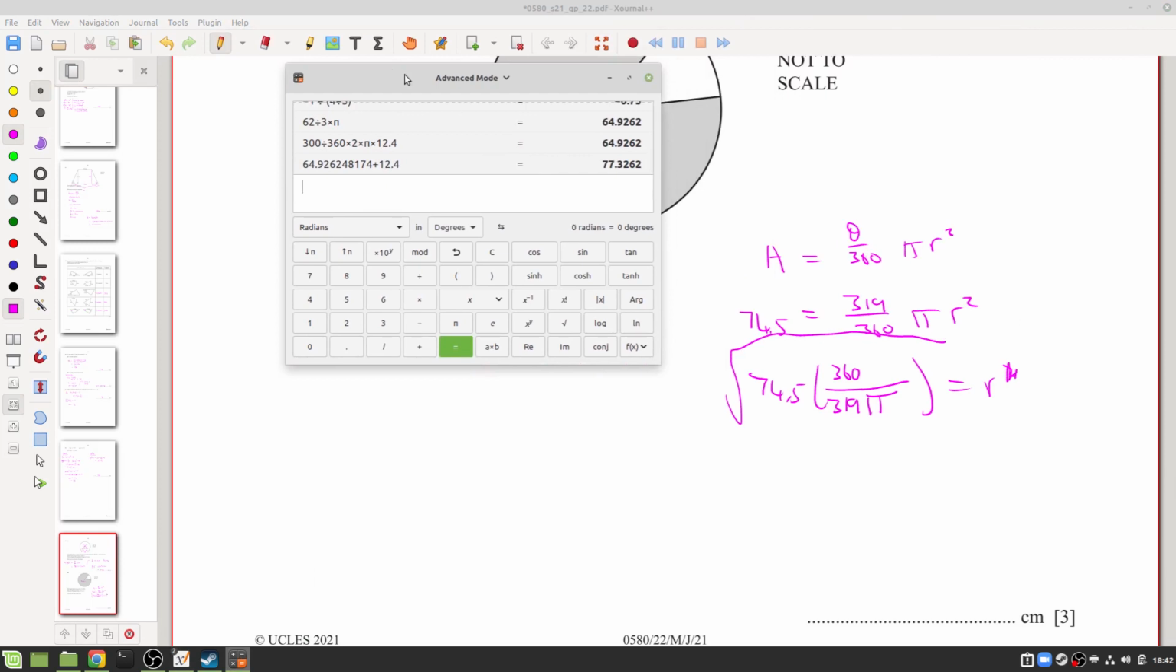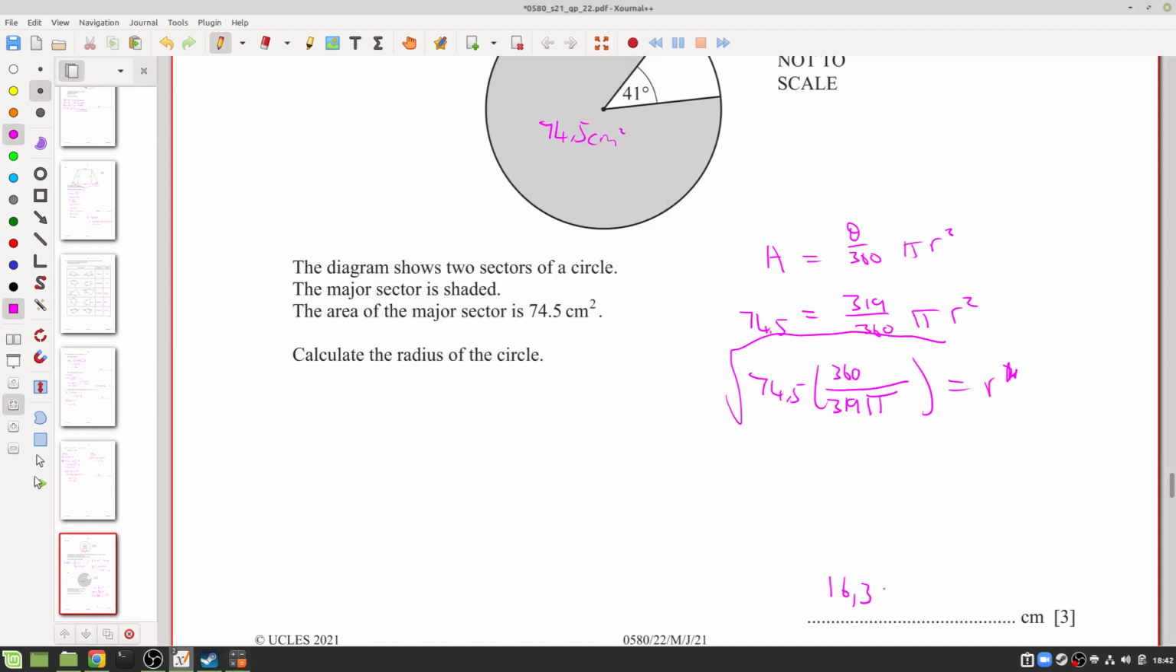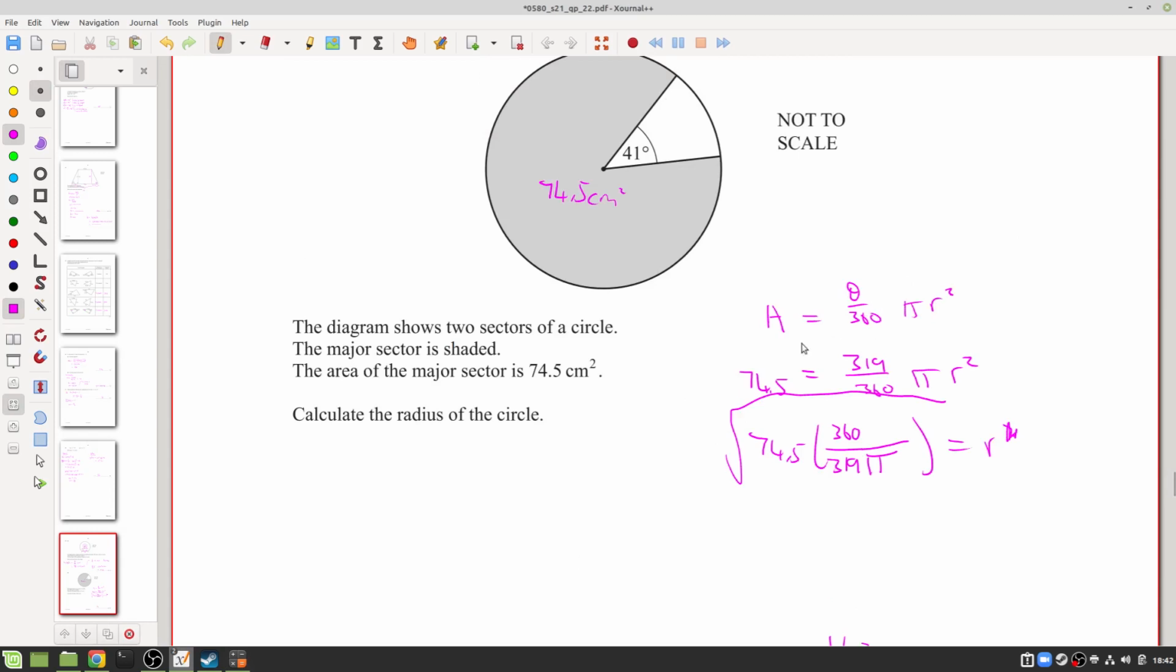Okay, let's type all of that in. So we've got the square root of 74.5 times 360 over 319 pi. Is that it? Okay, 16.3, correct to three significant figures. 16.3. Okay, and we can always just test that over here.